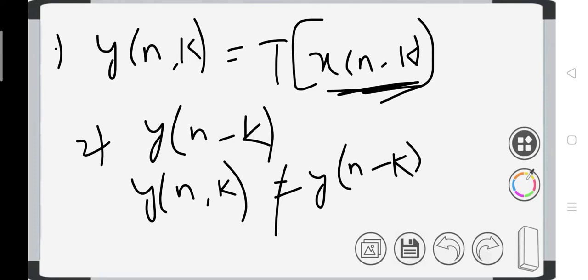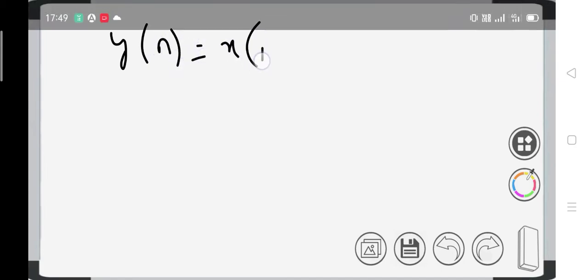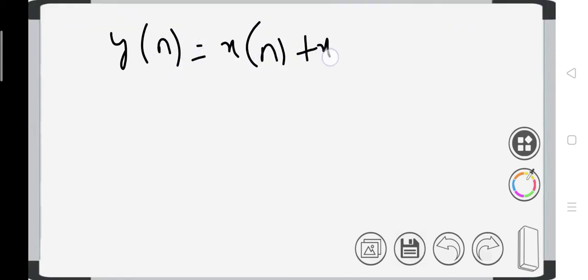So now we have to check. I will give one system, and you have to check whether the system is time invariant or variant. Here one question is given: y of n is equal to x of n plus x of n minus 1. The system is given just like this. We have to test whether the system is time invariant or variant.